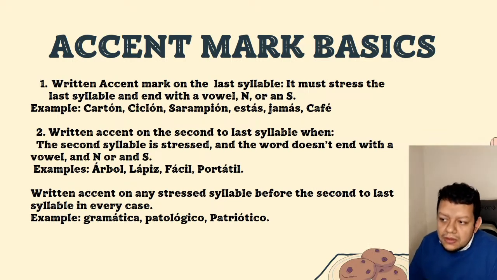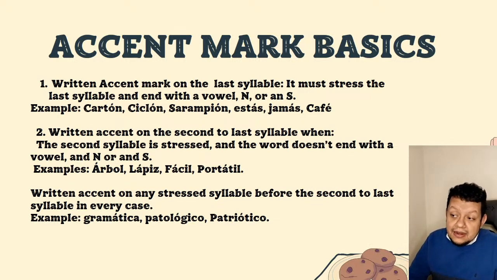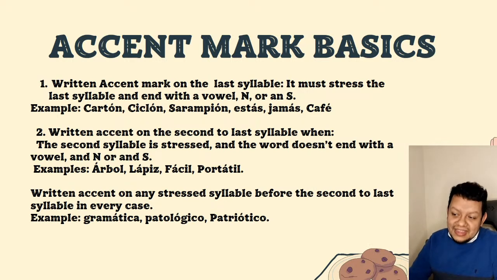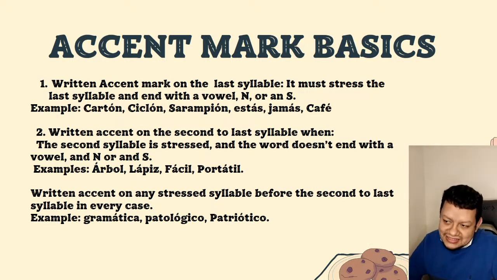The first rule is that the accent mark has to be on the last syllable. In other words, if the word has the accent mark on the last syllable, it has to follow these rules. It has to end with an N, an S, or a vowel. So a vowel, N, or an S. It must stress the last syllable at the end with a vowel, an N, or an S.